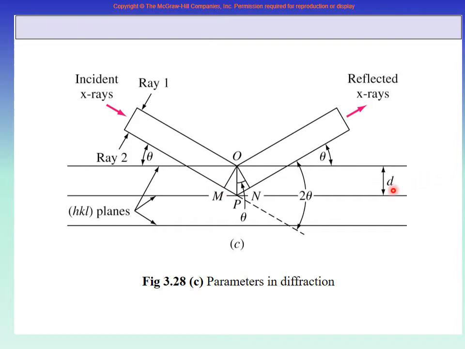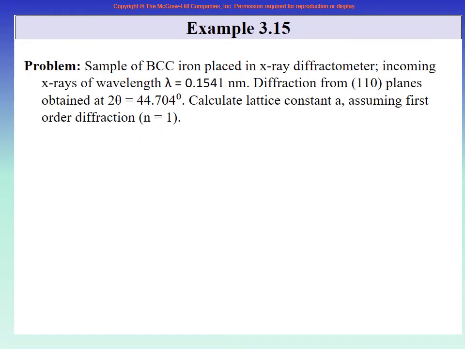We can write d as d or we can write d as d_hkl because this is the interplanar spacing for the plane with hkl Miller indices, right? So this is the equation. Lambda is equal to 2d sine theta. So that was the equation.